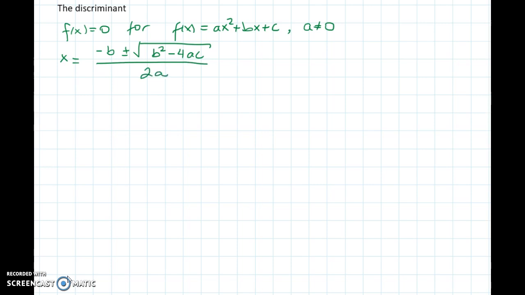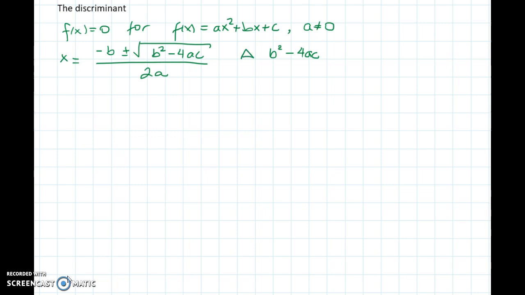When we do this, we could be in the case that we have no solutions, so no zeros. We could have two distinct real zeros, or we could have only one real zero. And that's given by what's happening inside the square root. So what happens when we find the value of b squared minus 4ac?